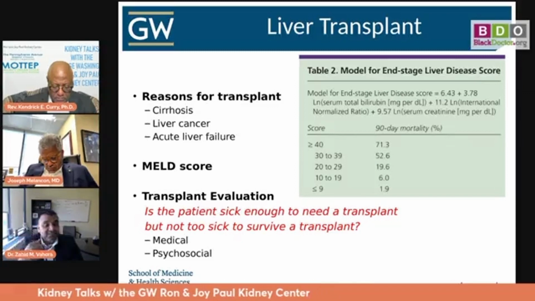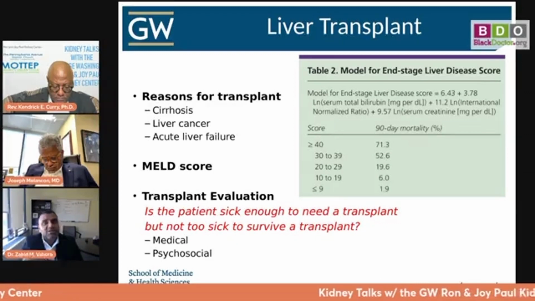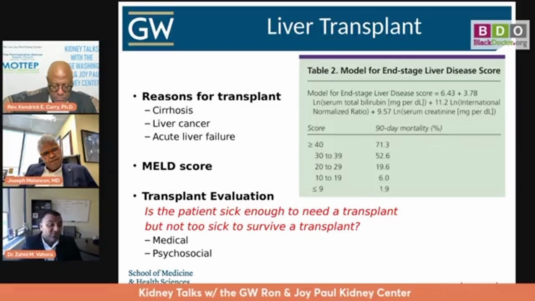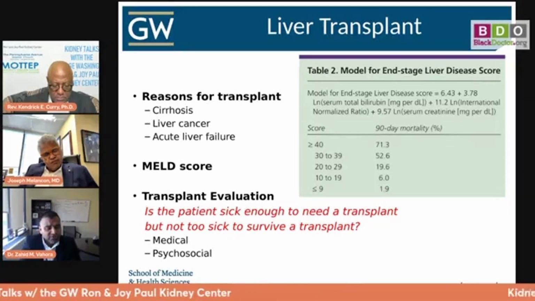Do they have any heart disease, any kidney disease, any lung disease, or anything like that that could make them high risk for transplant or increase their risk of dying just by going through a major surgery like a transplant? And the other sickness we look at is the psychosocial evaluation.